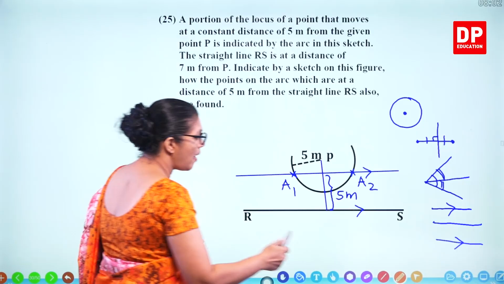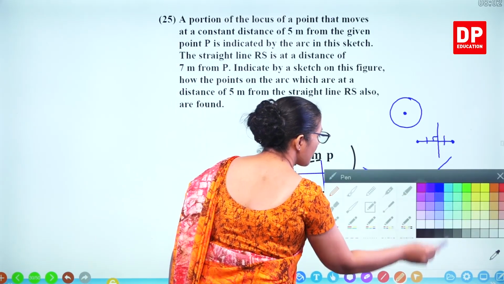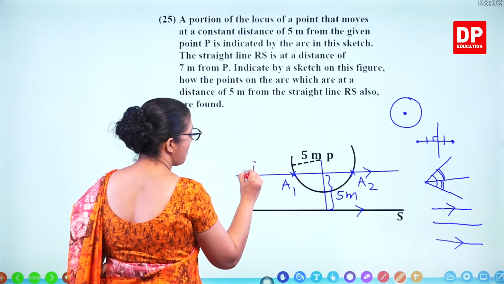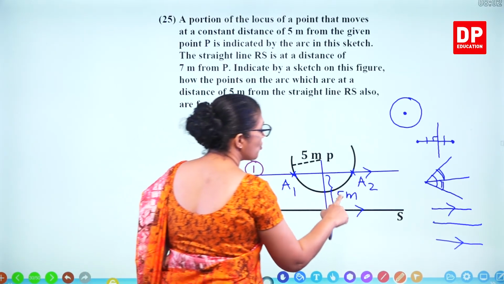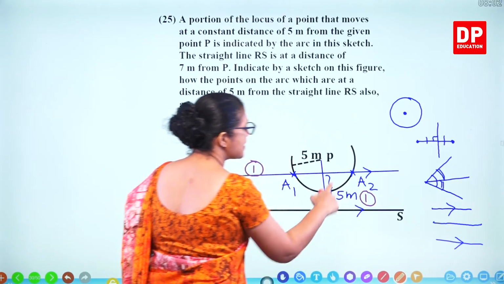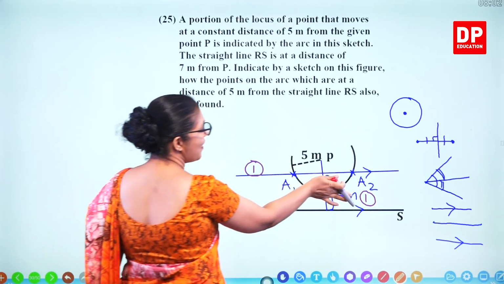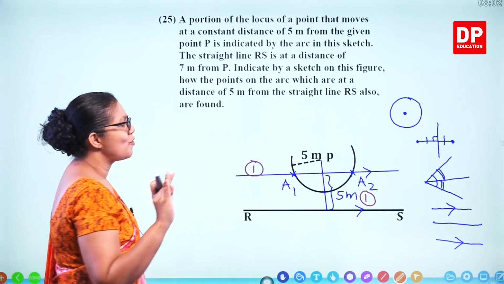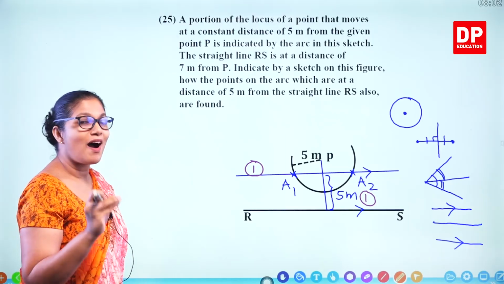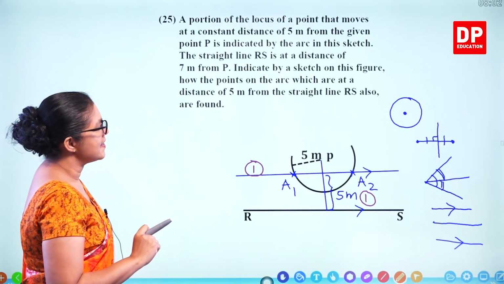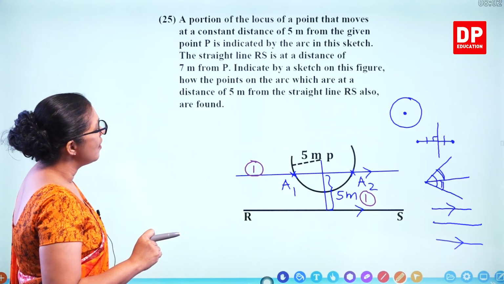So how do you get marks here? Showing the parallel line to RS is 1 mark, and showing the 5 meter distance is 1 mark. So without 5m, you are not getting 2 marks. Make sure that you mark this distance as 5 meters here. So 2 marks for this question.